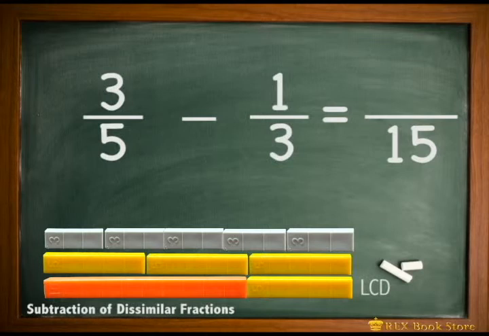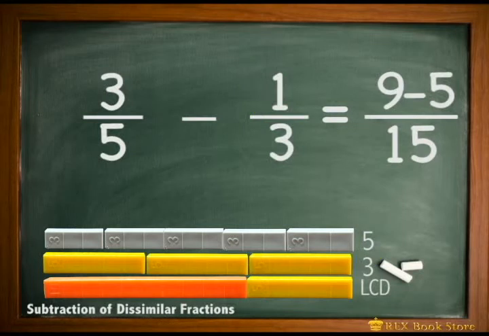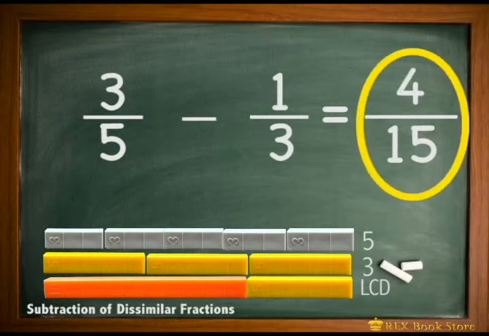How many yellow bars are here? 3. 3 times 3 is 9. How many gray bars are here? 5. 5 times 1 is 5. Then we do our subtraction. 9 minus 5 is 4. 4 over 15.